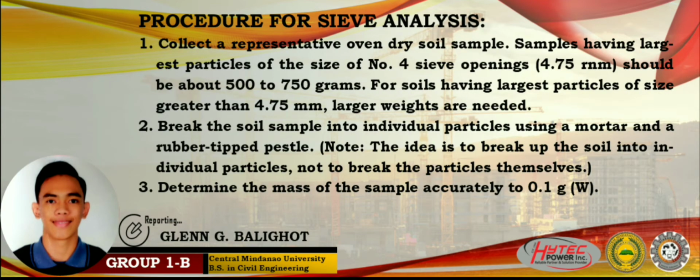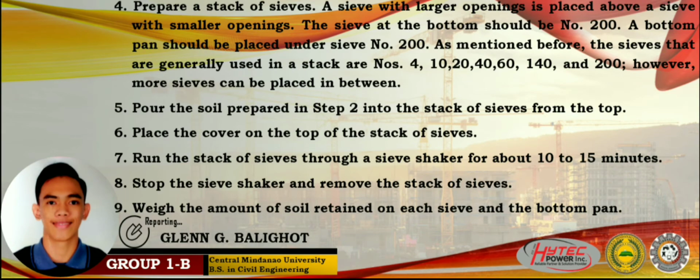Now for the procedure of sieve analysis, first is to collect the representative soil sample. Then next is to break the soil sample into smaller particles or individual particles. Then determine the mass of the sample using an accurate weighing device. Then prepare the stack of sieves from larger openings to smaller openings, and then the pan at the bottom. Then pour the soil sample prepared in step 2. Then place the cover on the top of the stack of sieves.